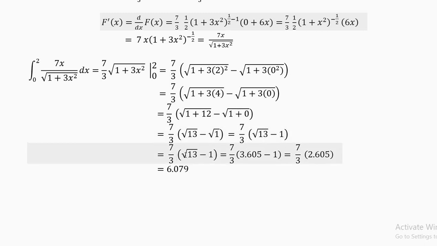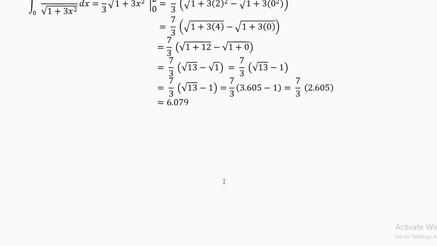How much is square root of 13? Take your calculators. You'll get 3.605. Write 3 numbers after the point. Minus 1 is 2.605. Into 7 by 3, you'll get 6.079. And no other number should come.